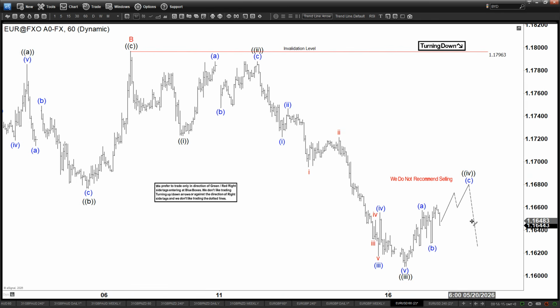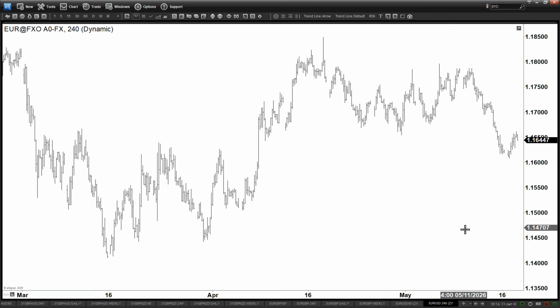So we're looking for the downside in favor of the USD in the shorter cycle. So that's basically the idea, at least in the shorter cycle, right? In the shorter cycle, one more leg down to finish a select as a 5 waves. Now, if I zoom out into the 4 hour, right? This is the 4 hour.